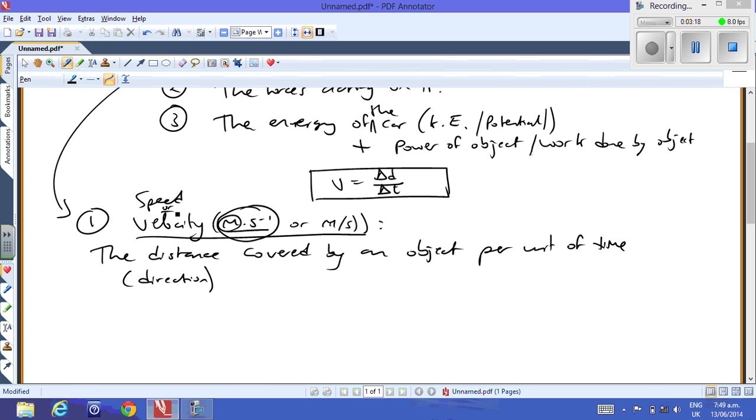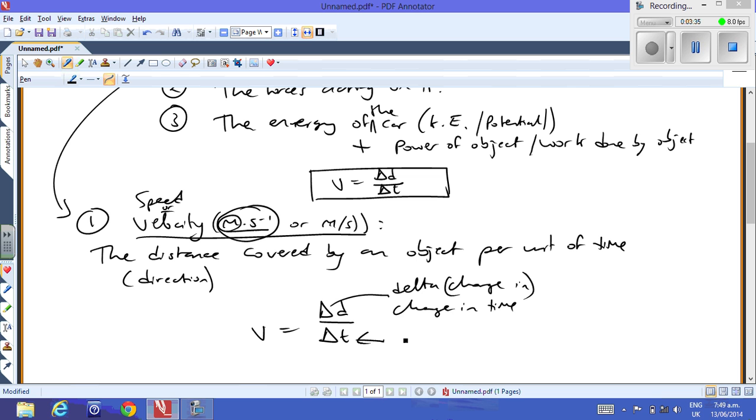The formula, as I said, is up here. Velocity equals change in distance over change in time. This is capital delta, just a Greek letter, and delta means change in. So that's change in distance on the top and change in time on the bottom. V obviously stands for velocity, so of course it can be referred to as speed.